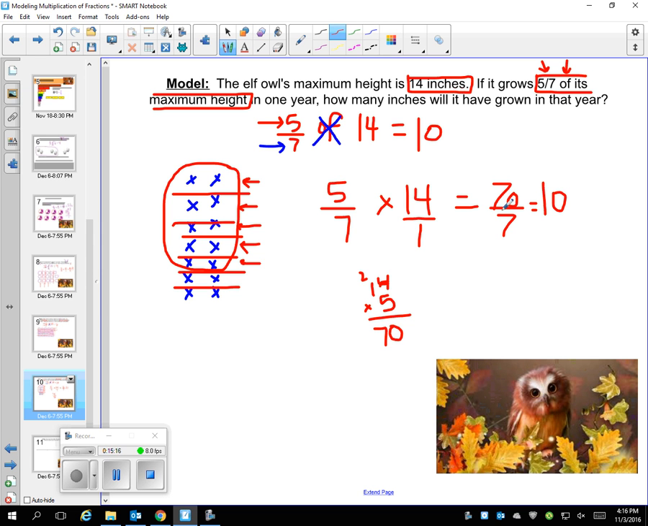This is an improper fraction. This line means divide. 70 divided by 7, does that equal 10? Yes, and that's what our model showed. Okay, we're going to do one more.